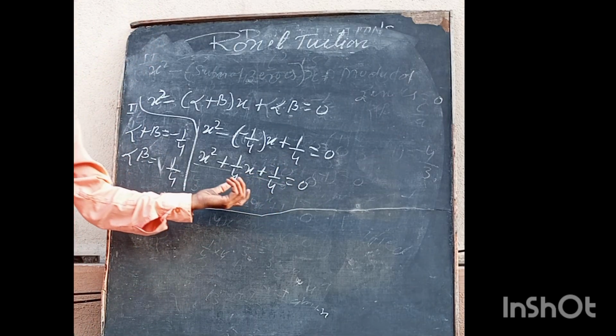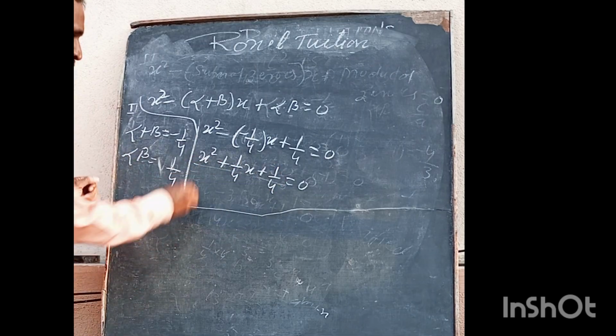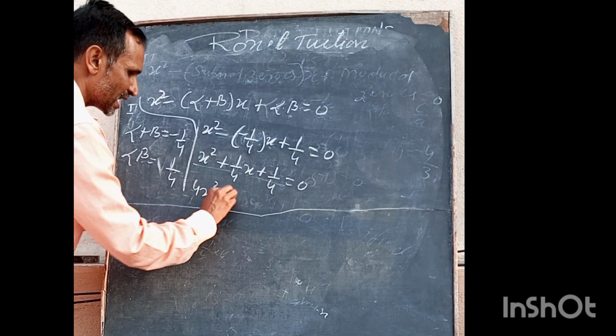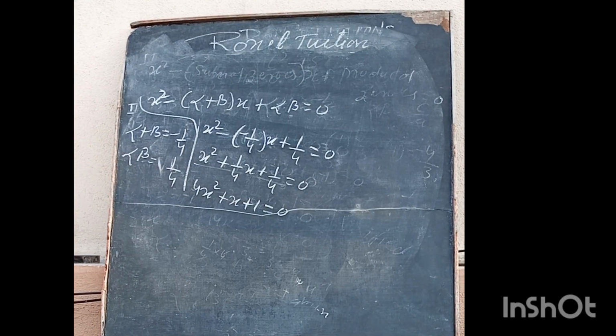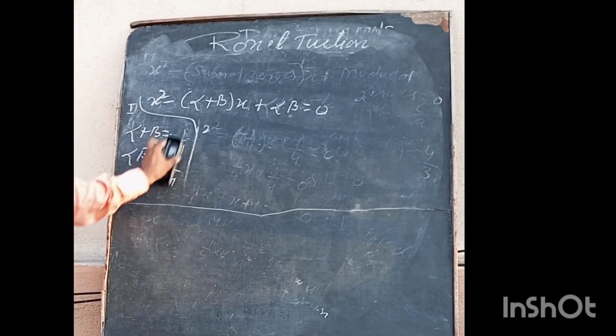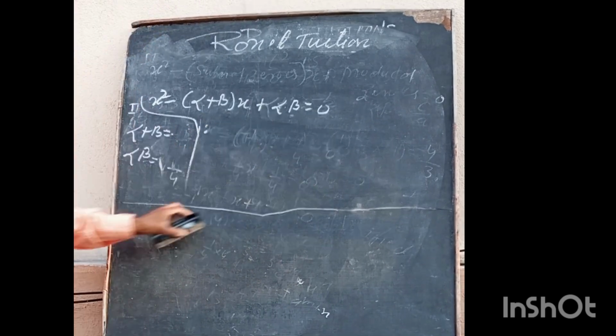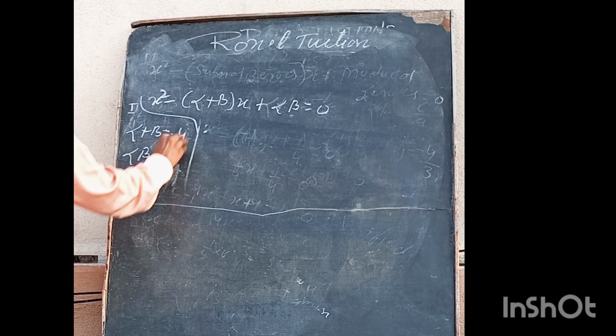Now the denominator is the same, 4 is the denominator. Multiply the whole equation by 4. So 4x squared plus x plus 1 is equal to 0, and this is the quadratic equation that becomes. Last question in the book, second main, the question number 6. Question number 6, 4 comma 1.